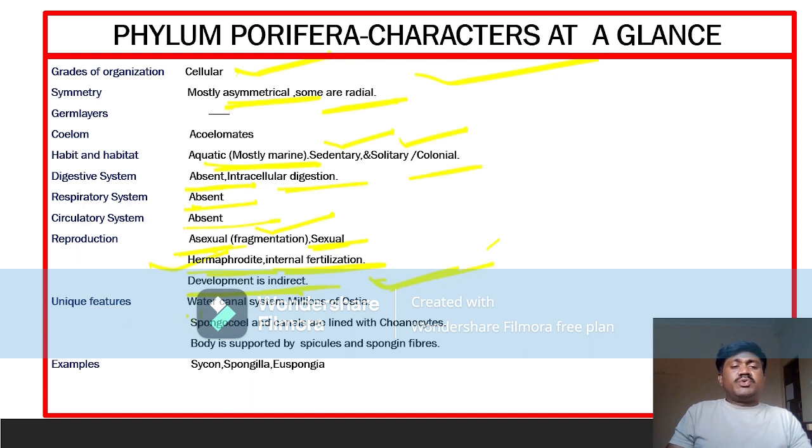And what about the unique features? Water canal system, millions of ostia, spongocoel, canals, choanocytes, all these are special features of poriferans, right? So that is why these are the unique features of the poriferans. We cannot observe such characteristics in any other phylum. Examples: Sycon, Spongilla and Euspongia. I hope you understood this.